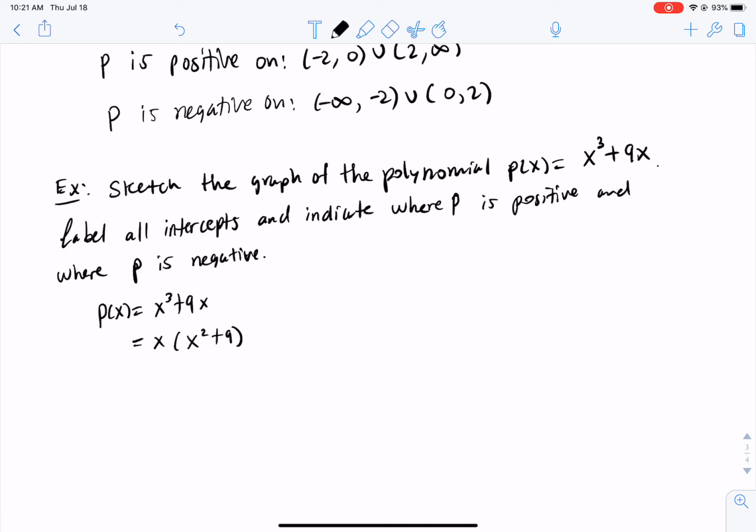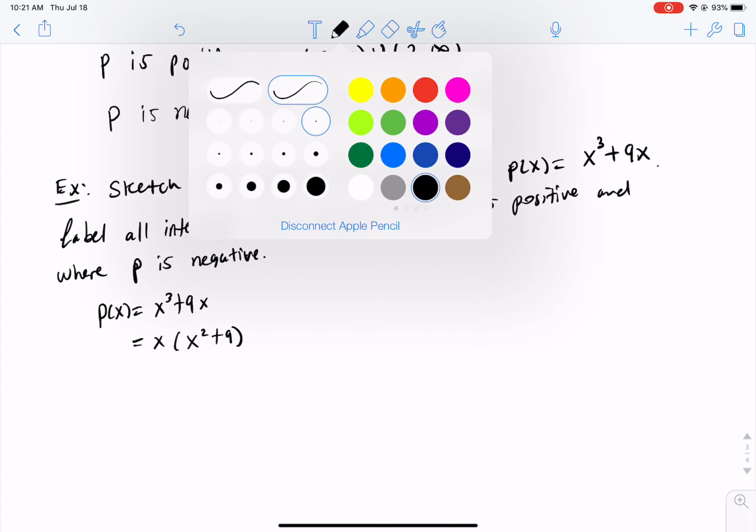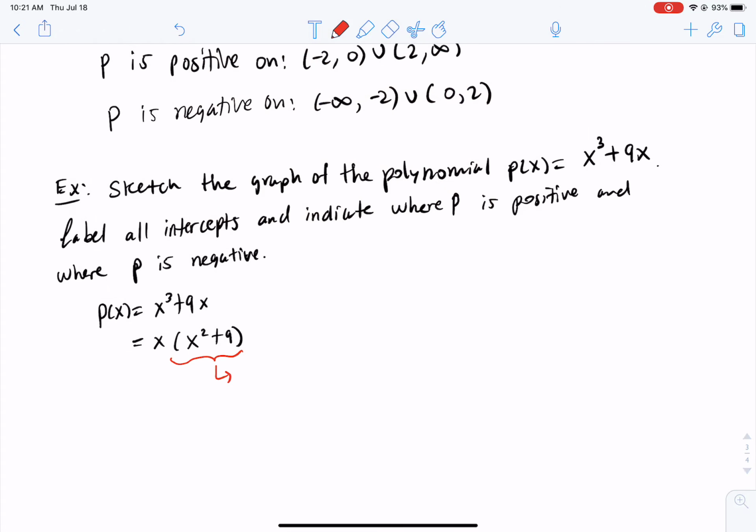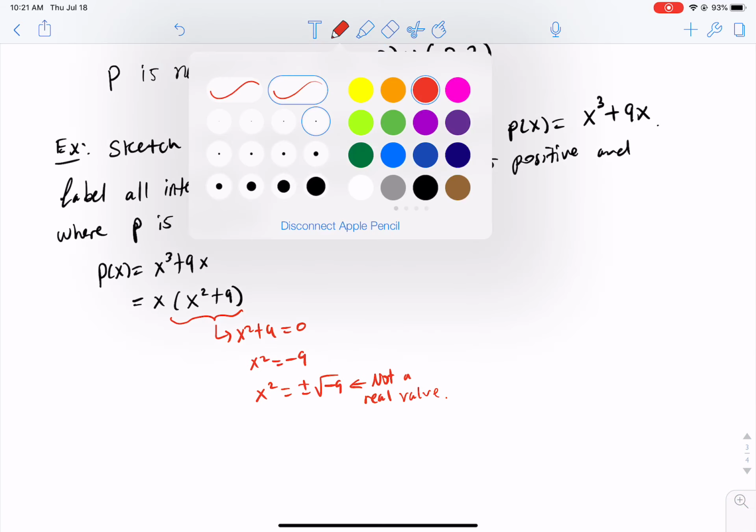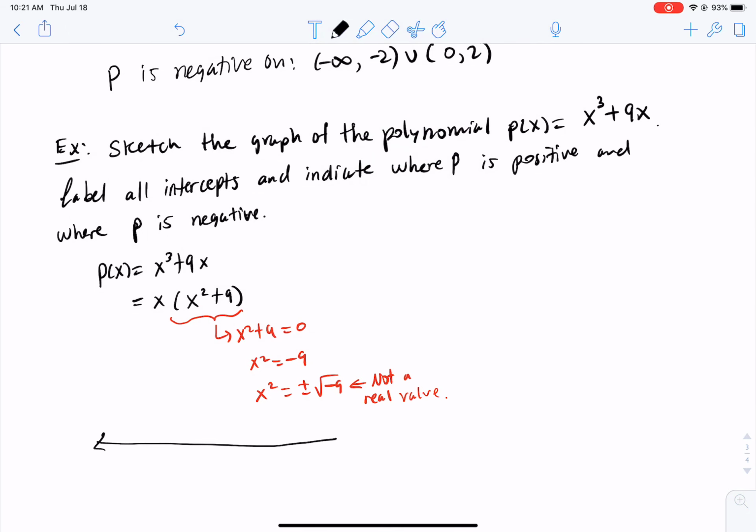So there's only one zero, at x equals 0. The other factor is not going to give you any zeros. If you try to make the other factor equal to 0, x squared plus 9, you get that x is plus or minus the square root of negative 9, which is not a real number. So there is only one zero in this entire thing. That zero is x equals 0. So here's x and here is 0.